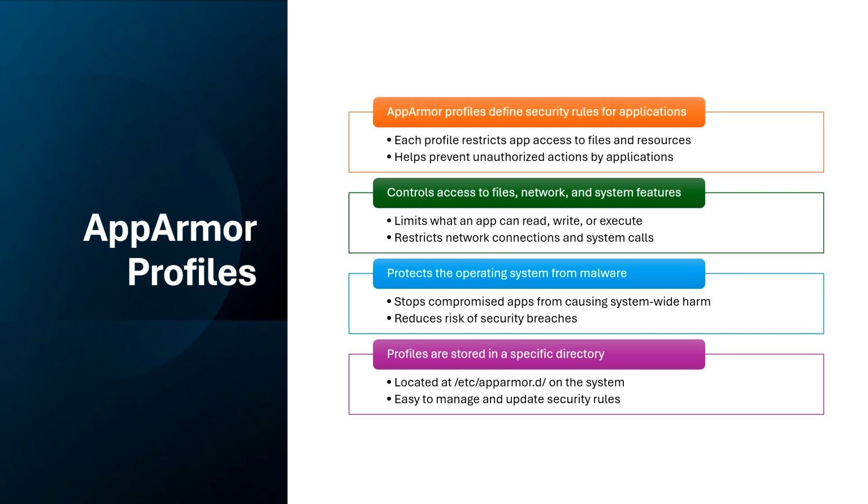AppArmor profiles set security rules for each application, controlling access to files, networks, and system features. They help prevent malware from harming the operating system and are stored in the /etc/apparmor.d directory. It's easy to manage and update security rules from the directory.